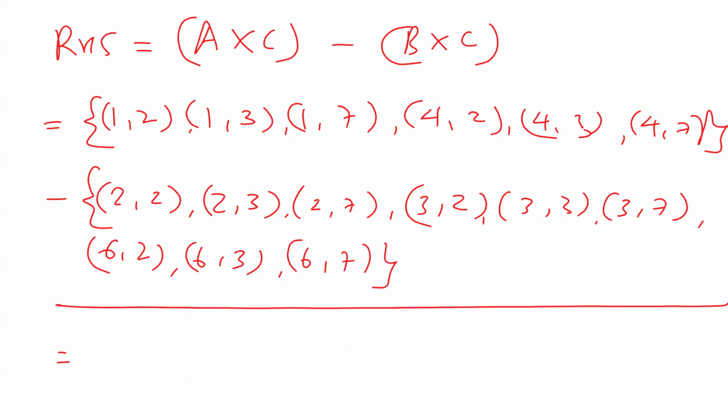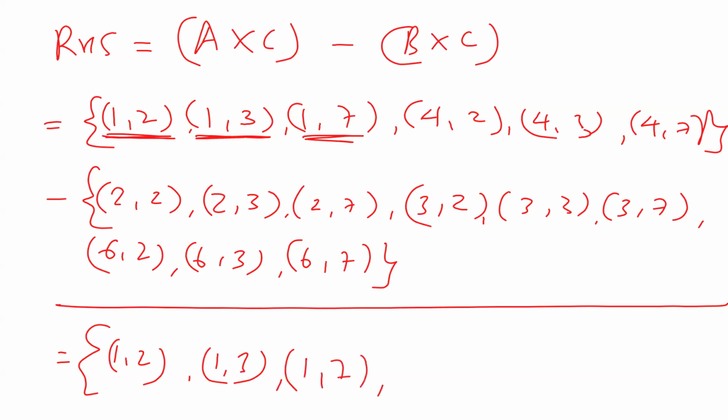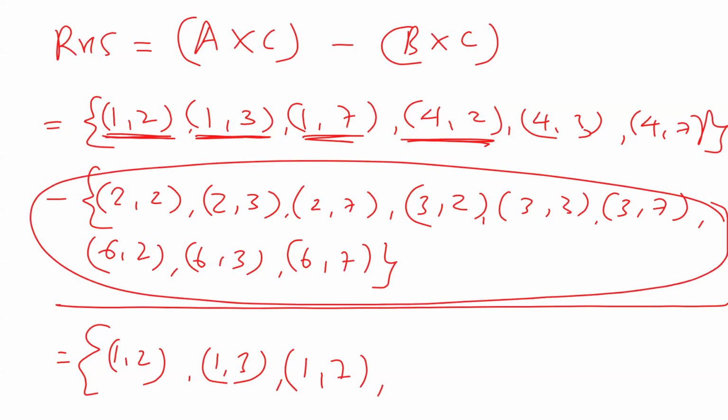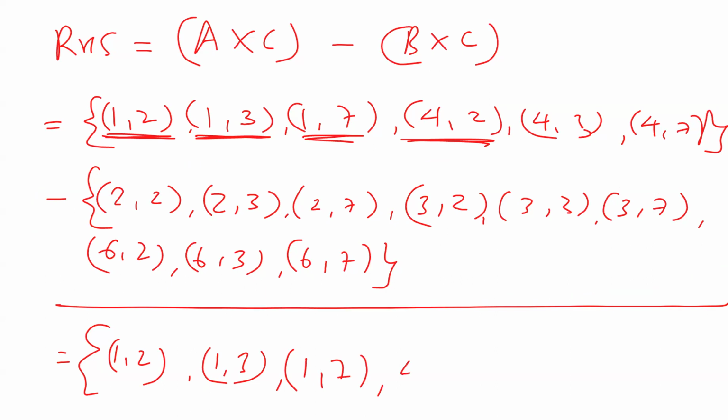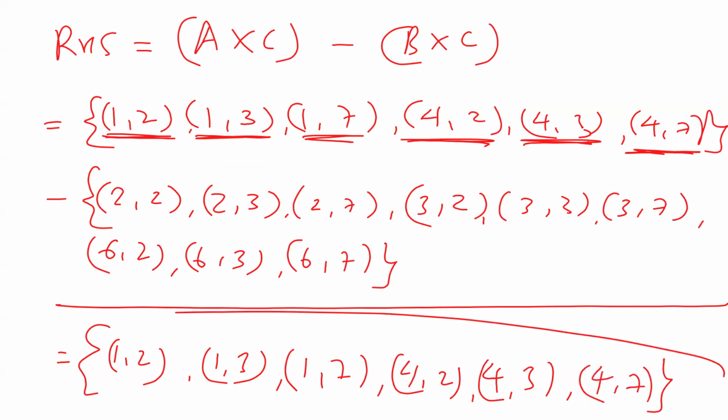Now 1 comma 2. Is it in the second set? No, so included. 1 comma 3. Is it in the second set? No, just included. 1 comma 7. Is it in the second set? No, just included. 4, 2. Is it in the second Cartesian product? No, so just included. 4, 3. Is it in the second Cartesian product? No, included. And 4, 7. It's not there in the second Cartesian product, so included. So this is the final answer of RHS.